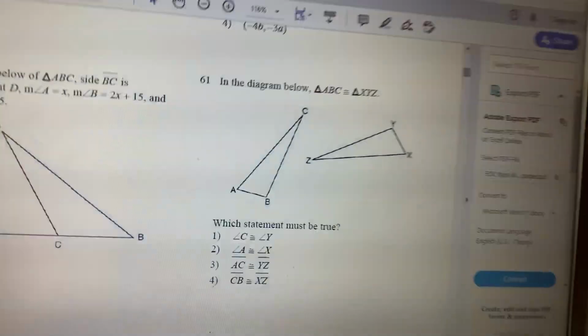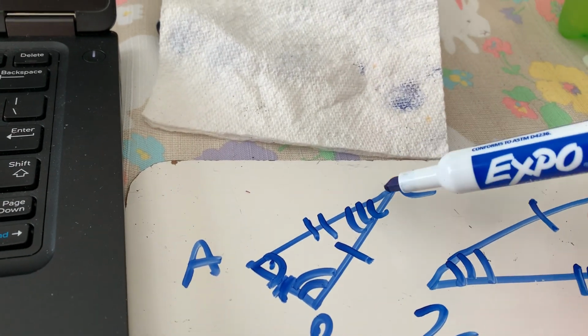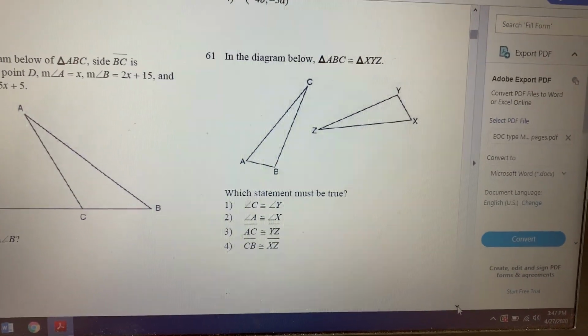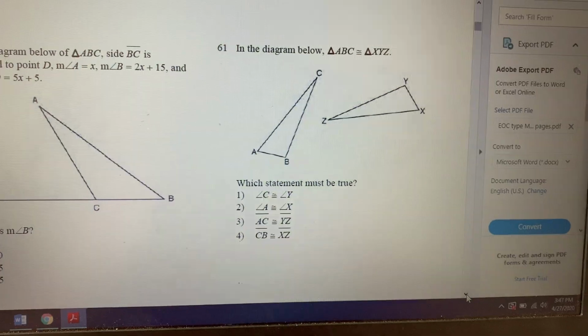So which statement must be true? What is congruent to each other? Angle C is congruent to angle Y. Oh, I got 3 congruency arcs there, 2 there. Nope. Angle A is congruent to angle X. I believe it's that one. 1 congruency arc there, 1 congruency arc there. There we go. Let's check the other ones just to be safe.